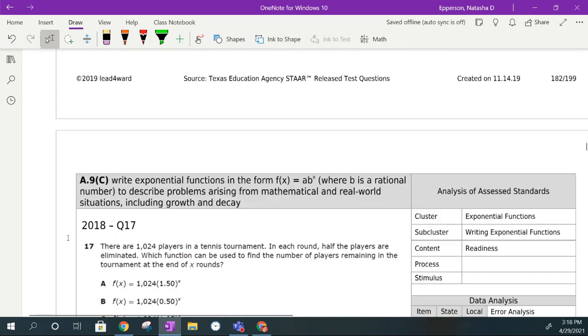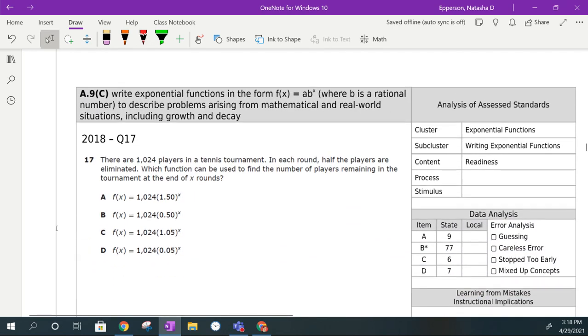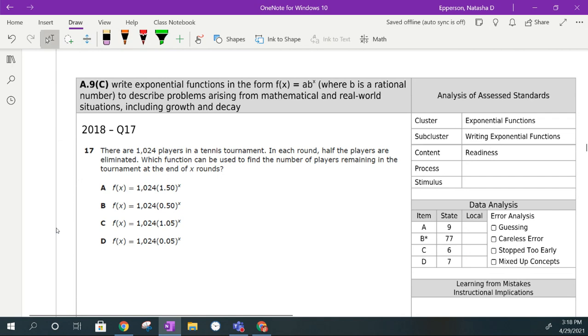We're dealing with the same function. Okay, had to make sure we were on the same function. There are 124 players in the tennis tournament. Each round, half the players are eliminated. Each one of these has an A value of 124. Now, if we're talking about elimination, that means we are decreasing.